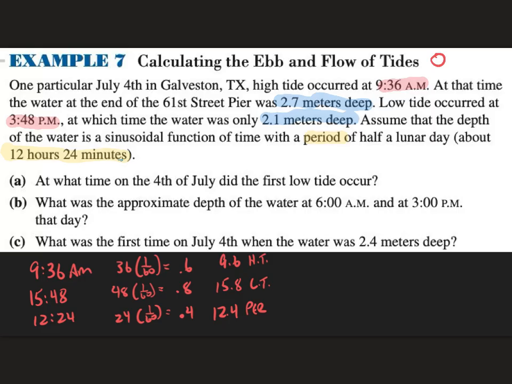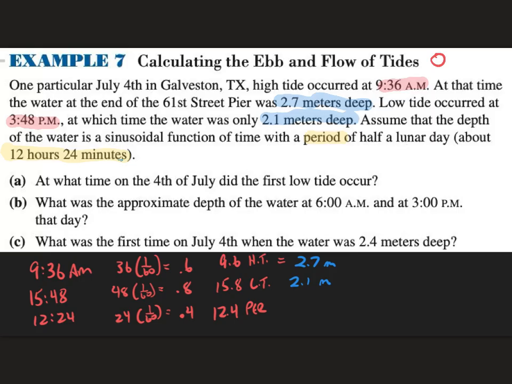Okay, so now we have a high at 2.7, our low. All right, so our high tide occurred at 2.7 meters. Our low was 2.1 meters. So it's not that much of a difference between high and low tide. So now we've analyzed all of our information. We have time as our input, which is going to go on X, and depth is going to go on our Y.